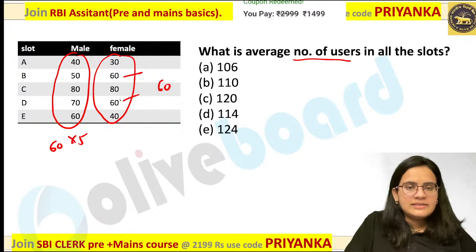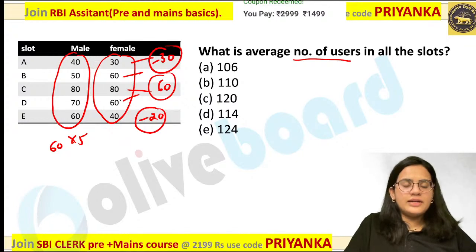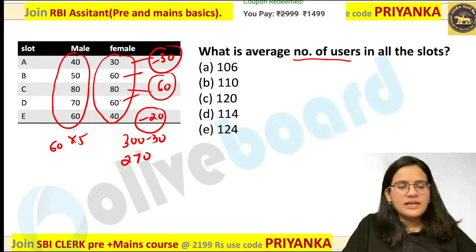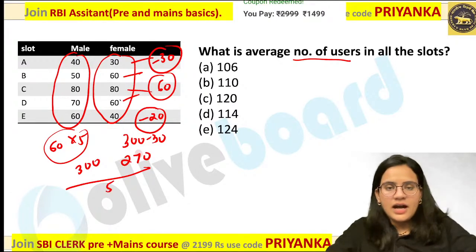Okay, this is minus 30. Are you getting it? This value is minus 30. This is minus 20 over here and this is plus 20. So these two will cancel. This value you can calculate over here as 300 minus 30, which is nothing but 270. Are you getting it? So this is your 300, this is your 270. You can divide the total value by 5 in this case.